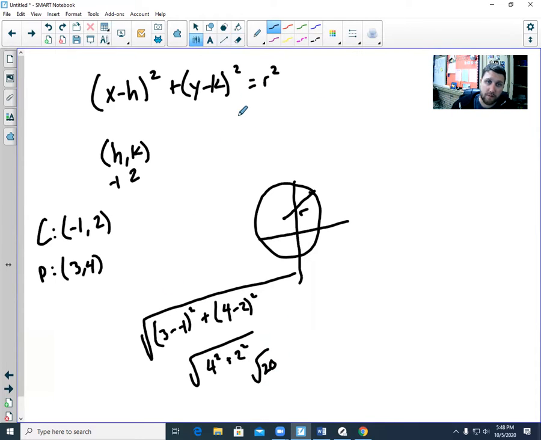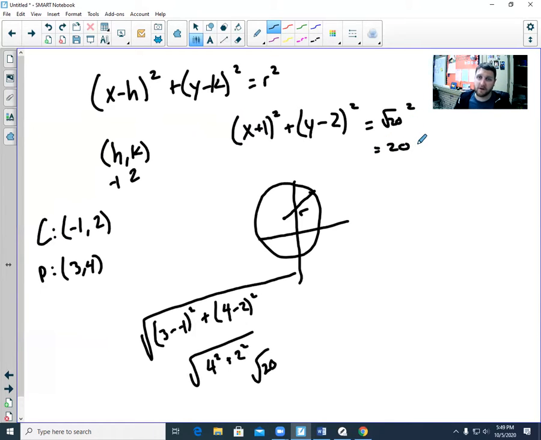So when I plug that back into my entire equation, I'm going to have x minus h, so x minus -1 would be (x plus 1) squared, plus y minus k, y minus 2, squared. And then I'm going to put equals the square root of 20 squared, and that will just simplify down to give me 20. That's the equation of a circle. Again, I know you did that in geometry, but just to make sure that you understand what's happening.